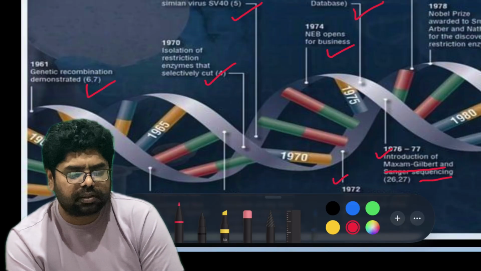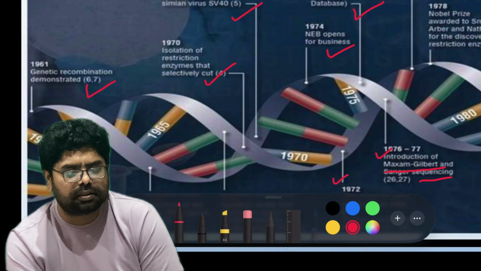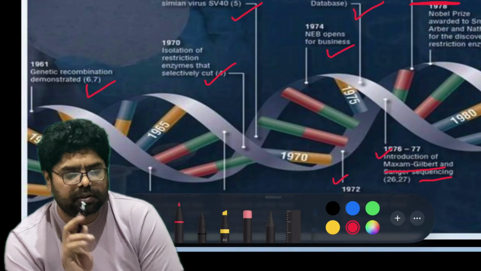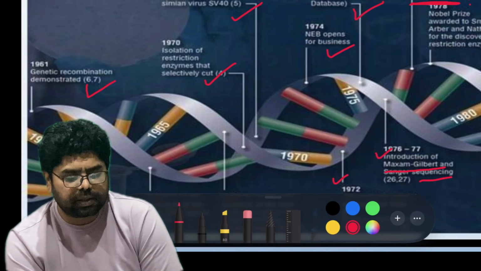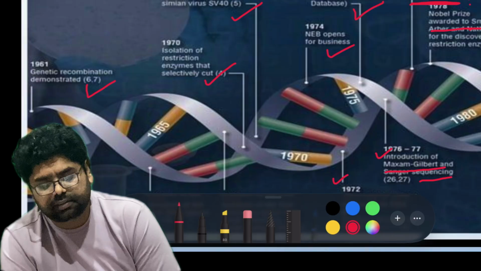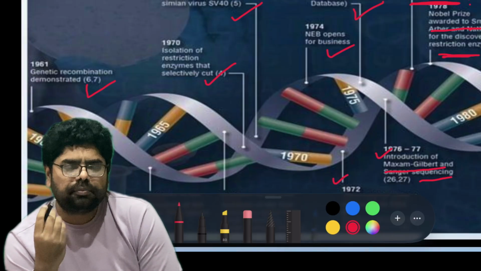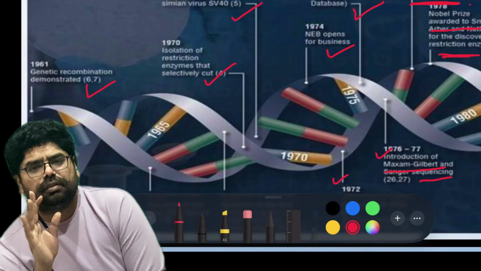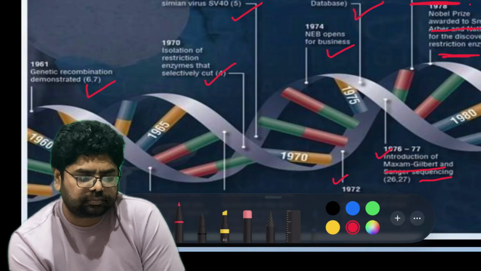1977, report of the first cloning vector, that is pBR322, that we have already discussed. And tell me about this marker. What are the selectable markers? Tell me in the comment section. Now, 1978, Nobel Prize awarded to Smith, Arber and Nathans for the discovery of the restriction enzymes. This you must remember for the exams. Some exams ask memory based questions, so you have to remember these kinds of things.